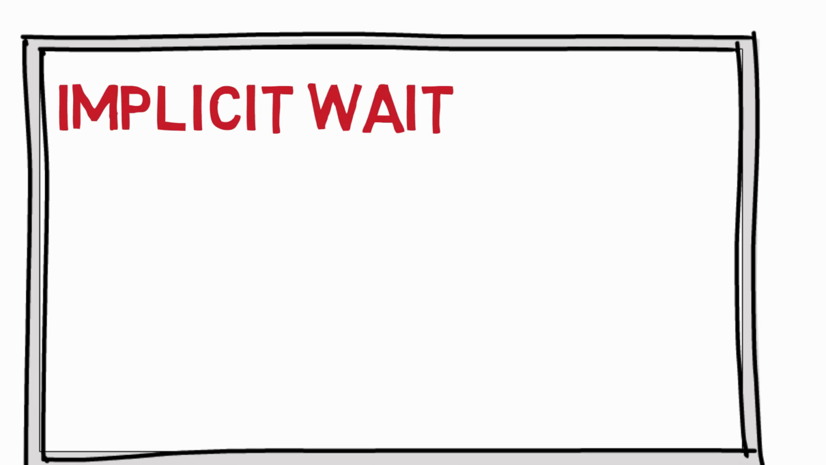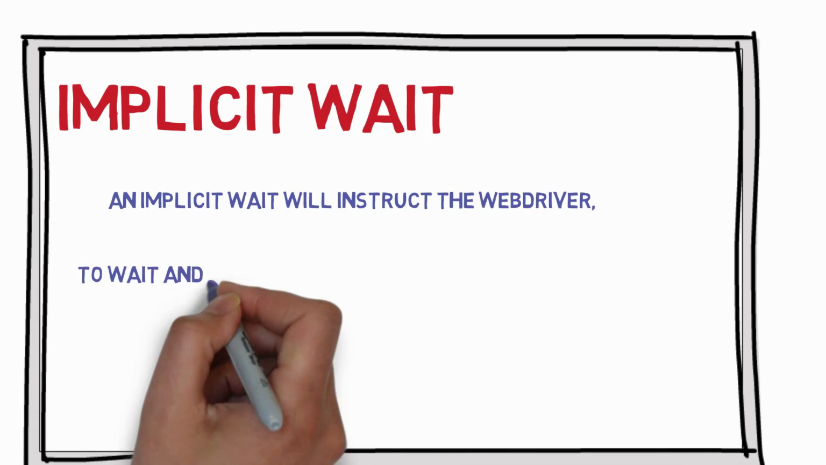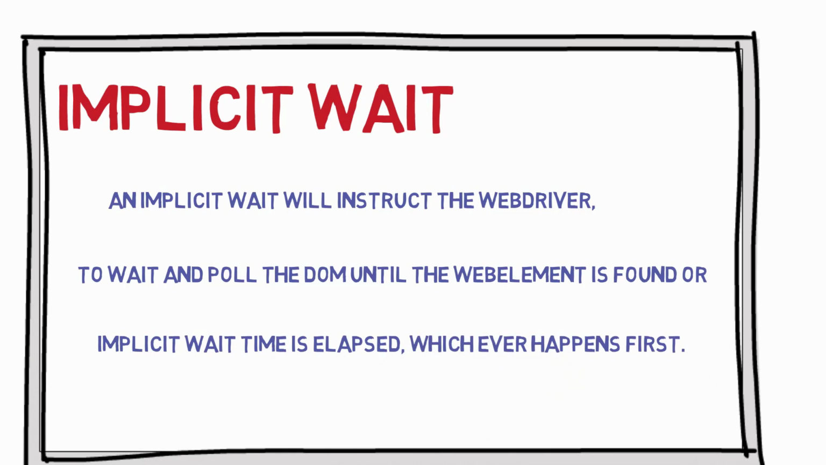Implicit wait. An implicit wait will instruct the WebDriver to wait and poll the DOM until the web element is found or the implicit wait time has elapsed, whichever happens first. By default, the value for the implicit wait will be 0. That means WebDriver will not wait for the element to be available.